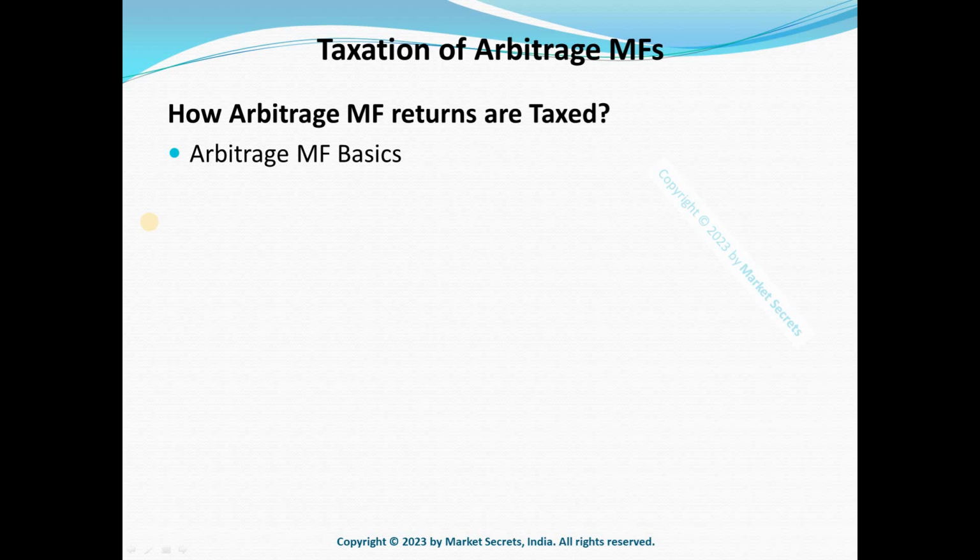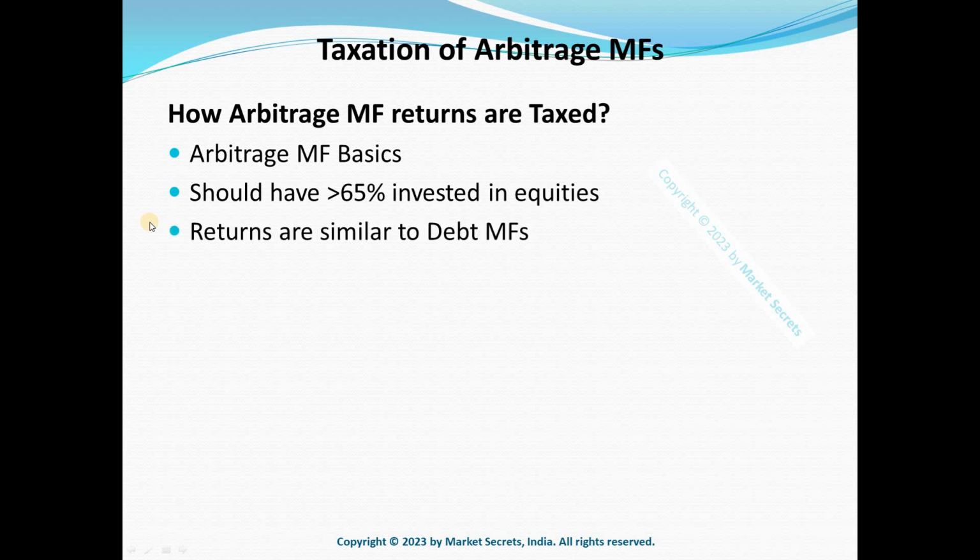With that basic understanding, let's jump into how the taxation works. Even though it's an arbitrage fund, it should have greater than 65% of its money invested in equities. Arbitrage mutual funds will buy stocks and short the futures, so they will obviously be working with equities. This criterion will be easily fulfilled by almost all the arbitrage funds.